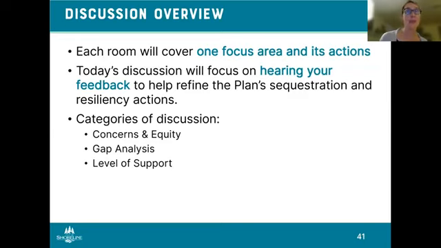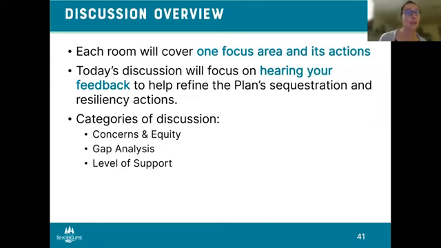So before we come back into the main room, we'll do a summary of the conversation. What are the key highlights, key themes that your particular breakout room discussed, and then come back to the main room to share them. And so a few more details. Each breakout room will cover one focus area and the associated actions with that focus area.